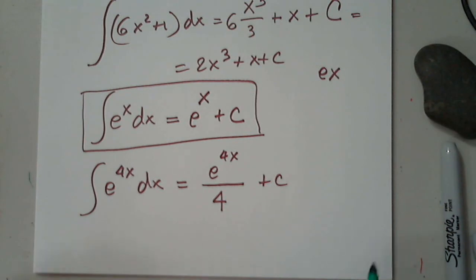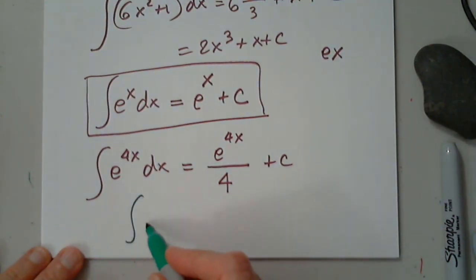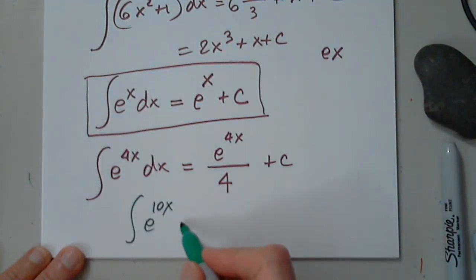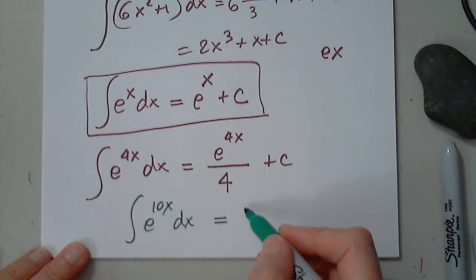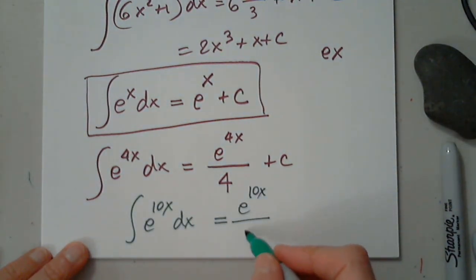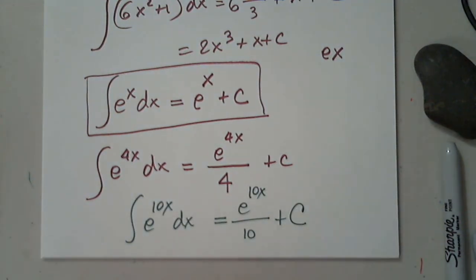Now, one quick example here. The integral of e to the 10x dx. What will the answer be? What will be the most general antiderivative, in other words, of e to the 10x? Can anyone give us the answer? It's okay if you're wrong. Always. E to the 10x over 10. Very good. Plus C. Exactly. Awesome. That's it.